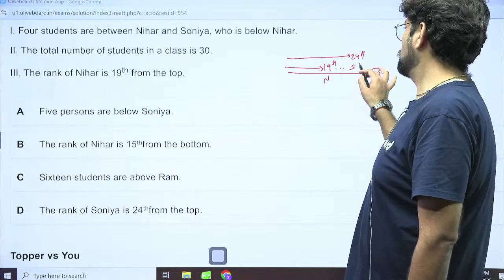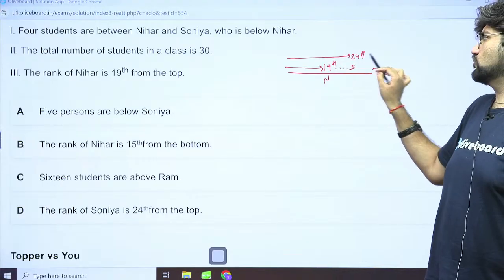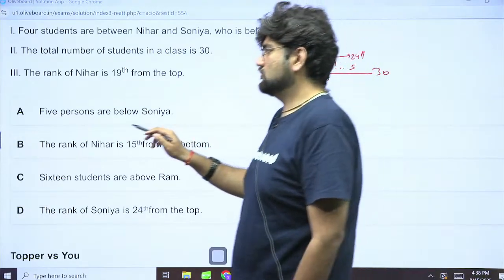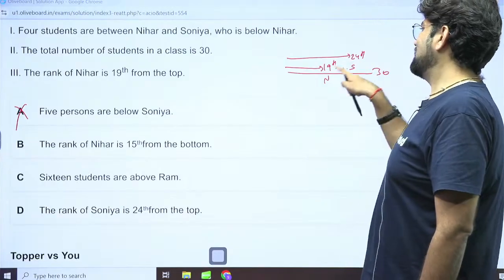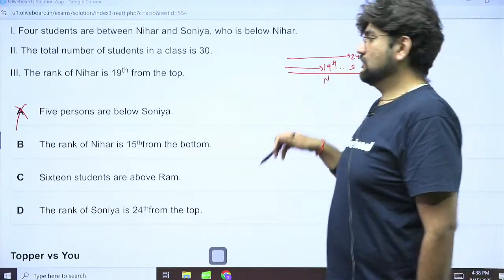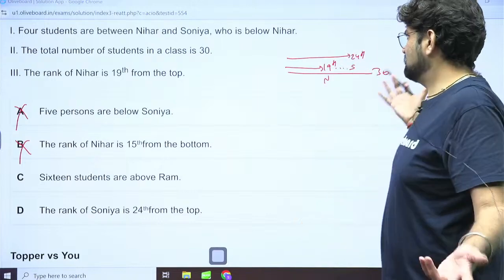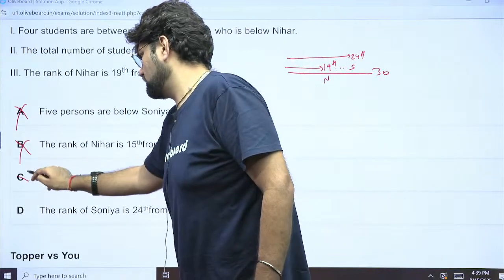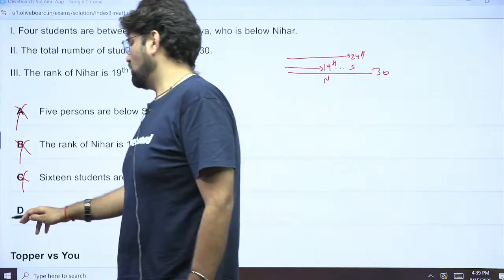5 persons are below Sonia. Can you say that? No. You can see that 30 people and she is 24. So there are 6 people after Sonia. So this is not right. Rank of Nihar is 15th from the bottom. 31 minus 19 is not 15. So this is also not right. 16 students are above Ram. Haywire information. We don't even know what this is. Rank of Sonia is 24th from the top. We've already identified that. So option D is the right answer.